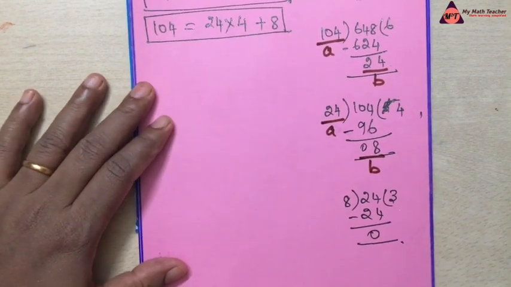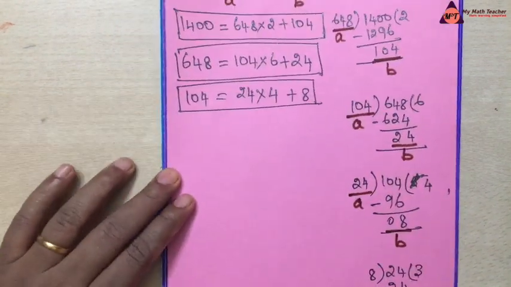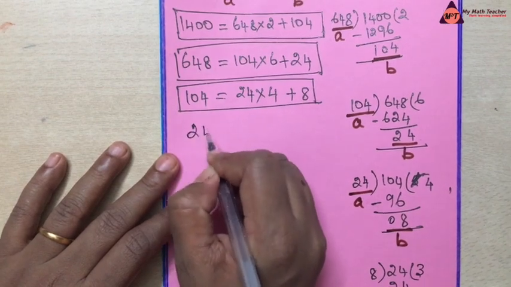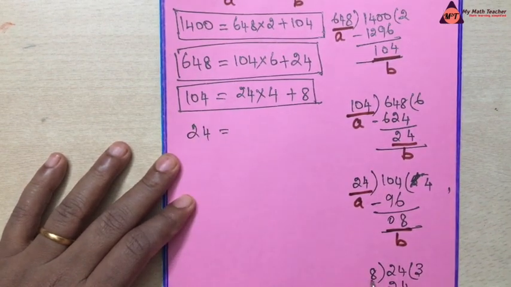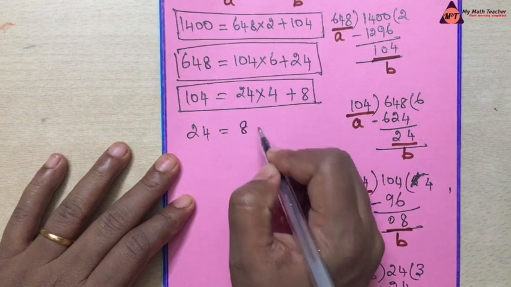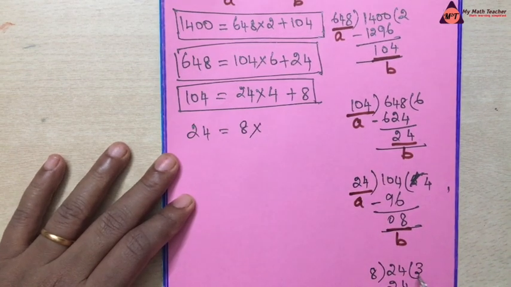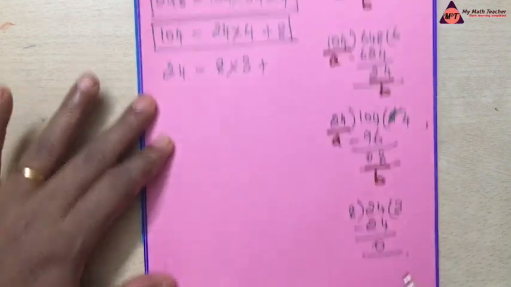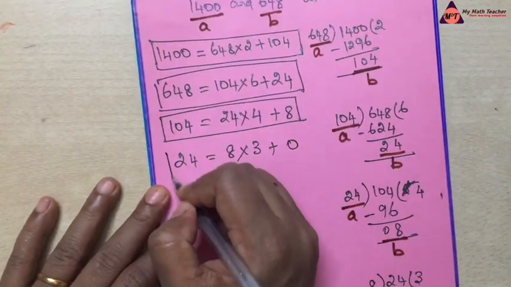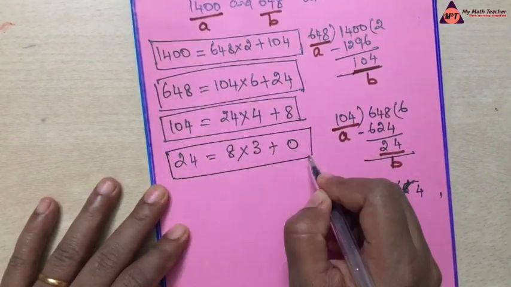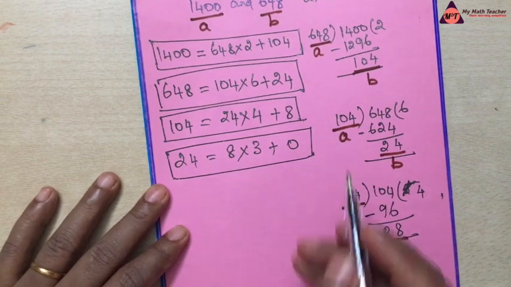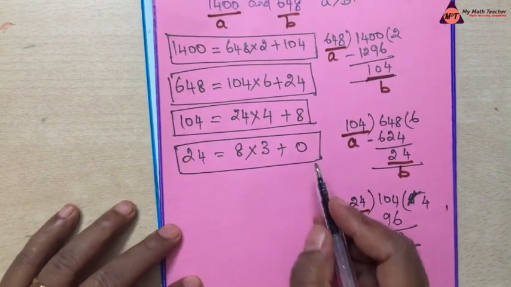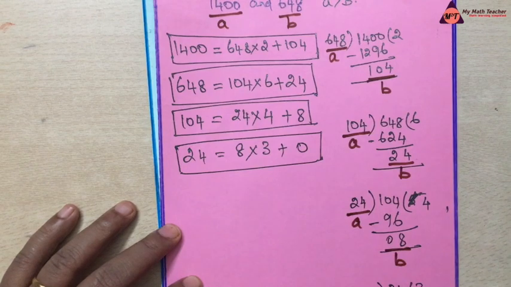Yes, finally we got the remainder as 0. Now what is A? Is equal to, what is the divisor? 8 into quotient is 3 plus, what is the remainder here? 0. So 24 is equal to 8 into 3, 24 plus 0. Finally we got the remainder as 0.